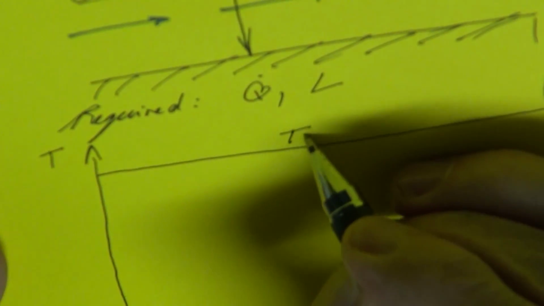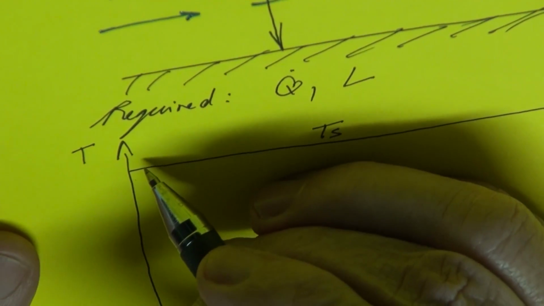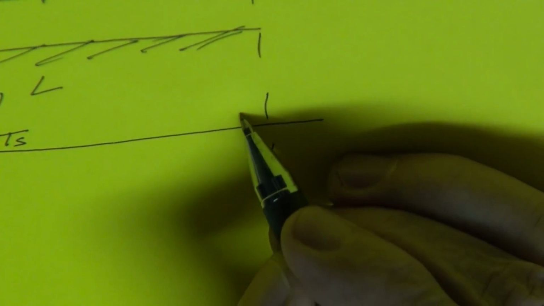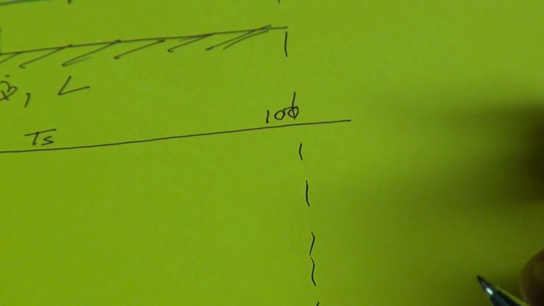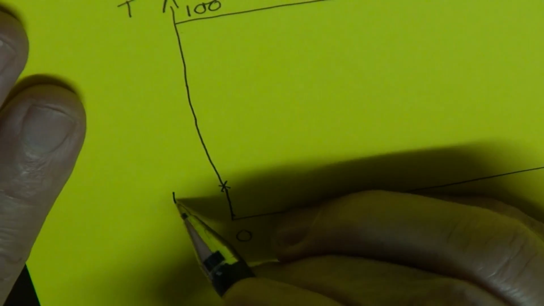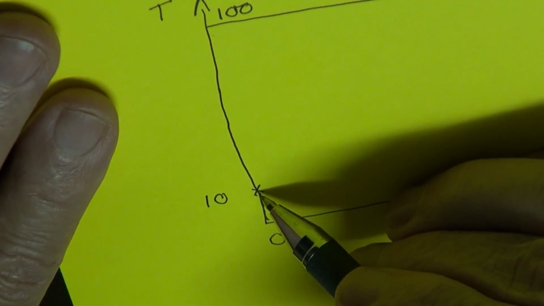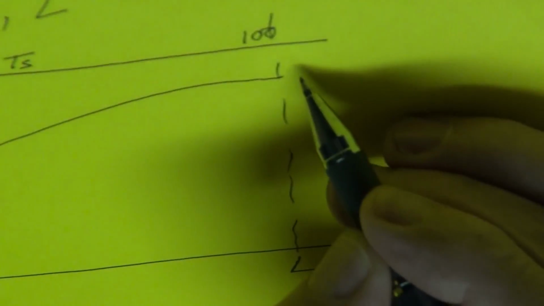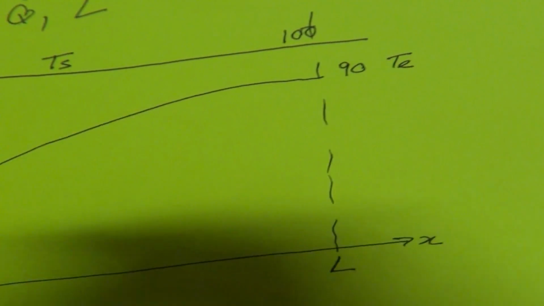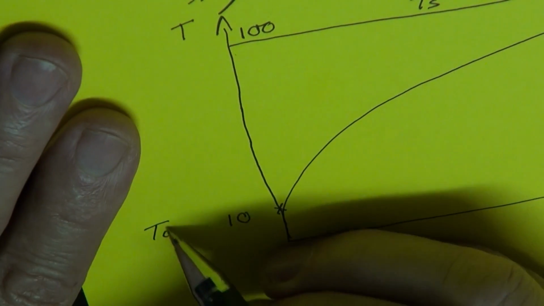That is the surface temperature, and the surface temperature is a constant. It is 100 degrees Celsius, so that temperature there will also be 100 degrees Celsius. The water inlet temperature is 10, and the water outlet temperature that is needed is 90 degrees Celsius. So there is Te, the outlet temperature, and there is the inlet temperature, Ti.